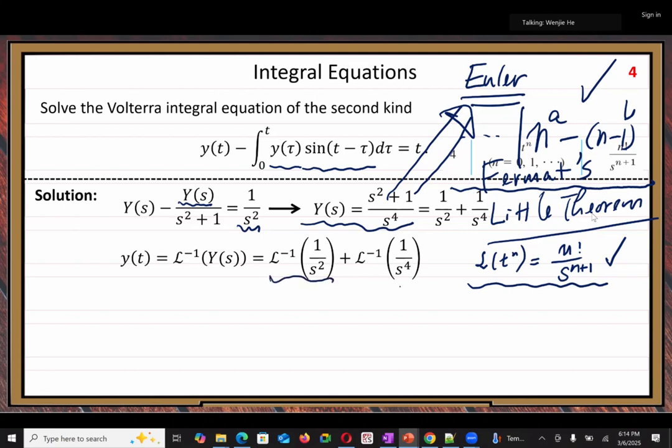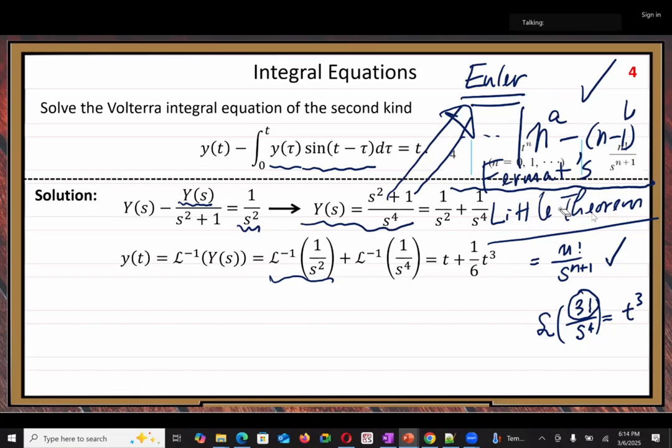Second term, you need to find the appropriate factorial. What factorial? 3 factorial, right? s to the fourth equals t cubed. Now 1/6, because 3 factorial is 6. So you get this. All right. t plus 1/6 t cubed. That's the solution.